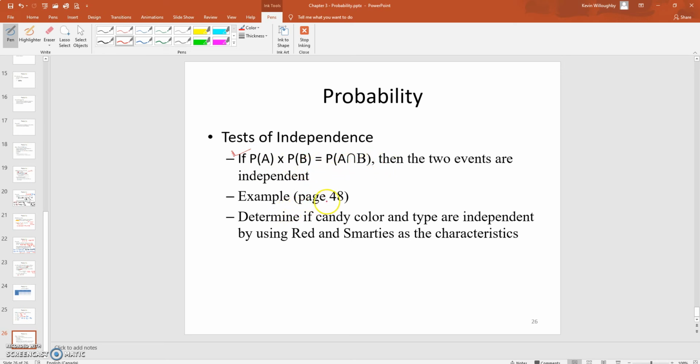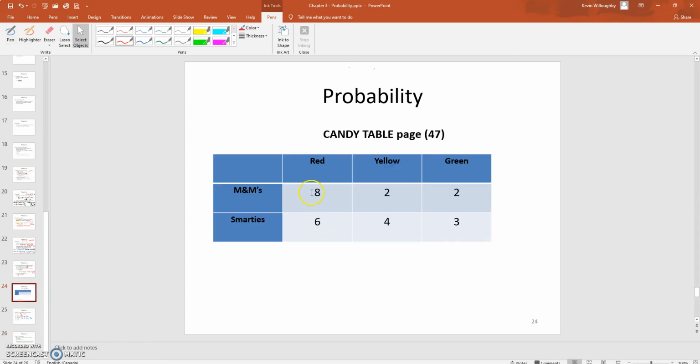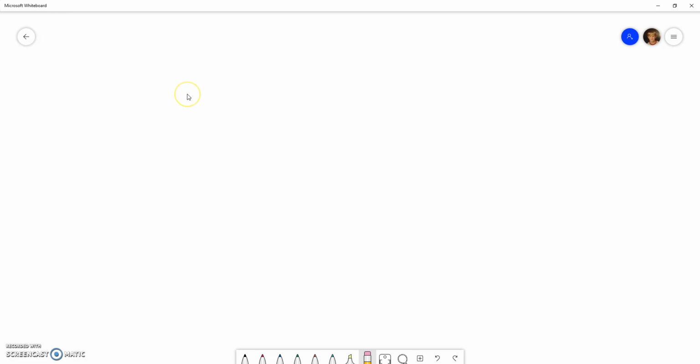We're going to go over an example on page 48, determining if candy color and type are independent by using red and Smarties as our characteristics. So we're going to take the data from here. Red candies, a total of 14 out of 25, and Smarties, a total of 13 out of 25. So this information here that I'm going to give to you in red is basically from the table. So this is given to you.